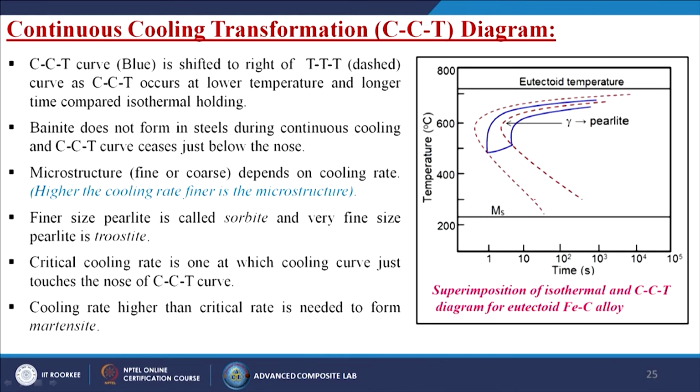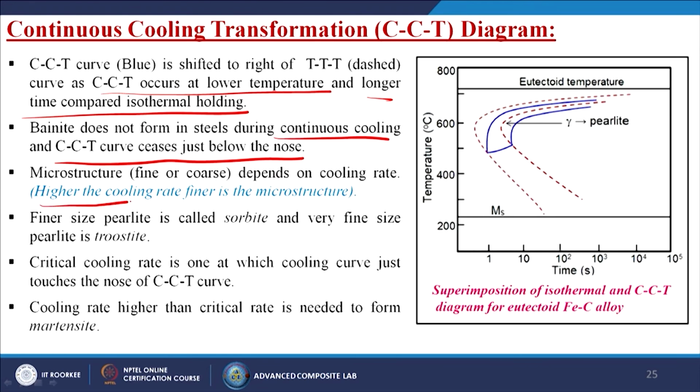Now, there is another famous graph which is known as the continuous cooling transformation, or CCT diagram. Generally, the CCT curve is in blue and the dashed curve is the TTT curve. As CCT occurs at lower temperature and longer time compared to isothermal holding, bainite does not form in steels during continuous cooling, and the CCT curve ceases just below the nose. Microstructure, fine or coarse, depends on cooling rate: the higher the cooling rate, the finer the microstructure.